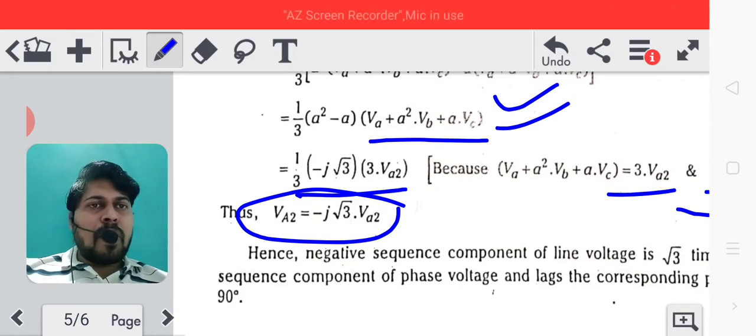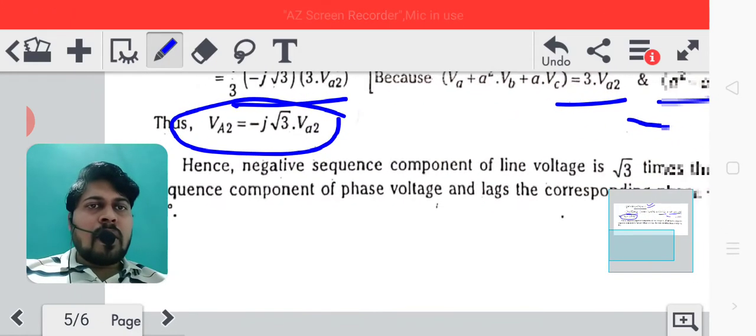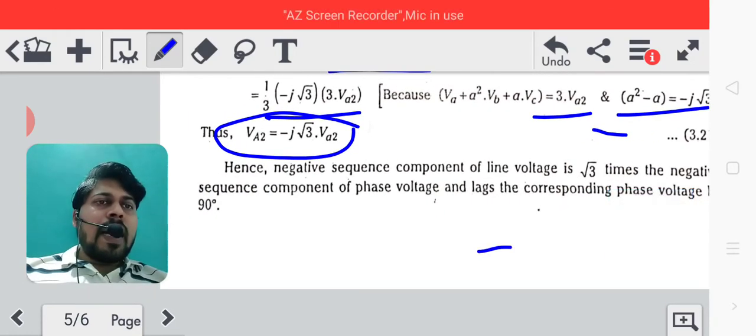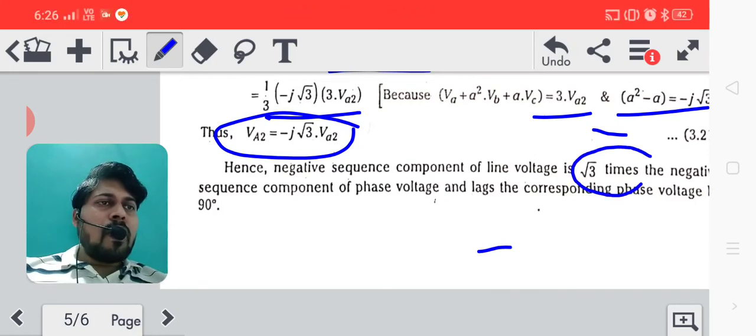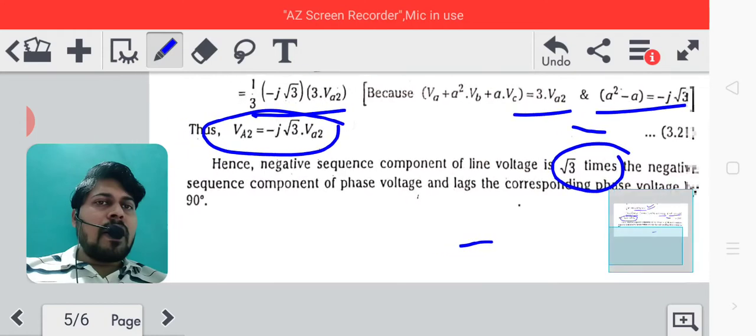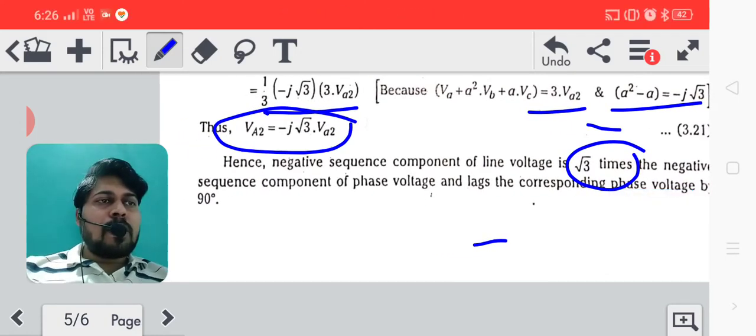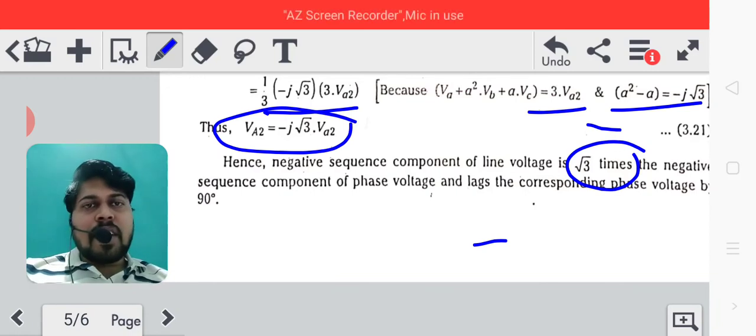This is the relation between the line sequence voltage and the phase sequence voltage for the negative symmetrical component. Hence, by observing this expression, we can write that the negative sequence component of the line voltage is root 3 times the negative sequence component of the phase voltage and lags the corresponding phase voltage by 90°.